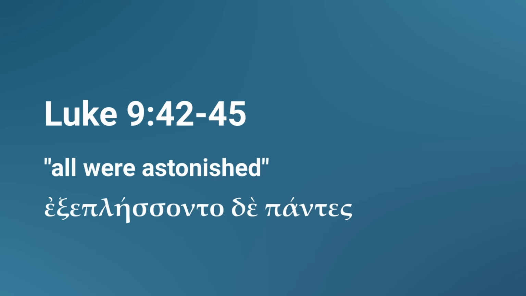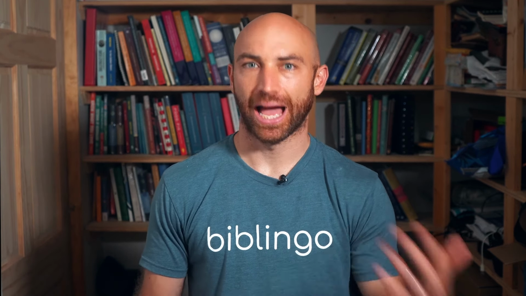In Campbell's example of Luke 9:42 through 45, not all imperfect verbs provide merely supplementary material. For example, the clause exeplesonto de pantes, "all were astonished," refers to a response of the people within the narrative. After Jesus heals a boy and gives him back to his father, the people become astonished. The astonishment must happen after the healing. So this is an event on the main line sequence of events.